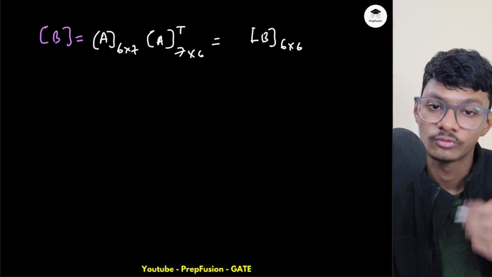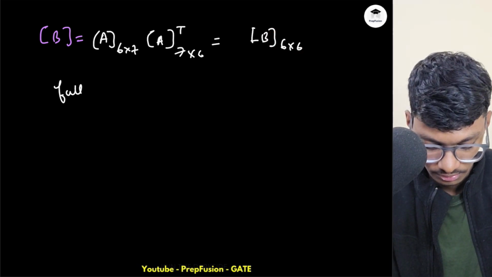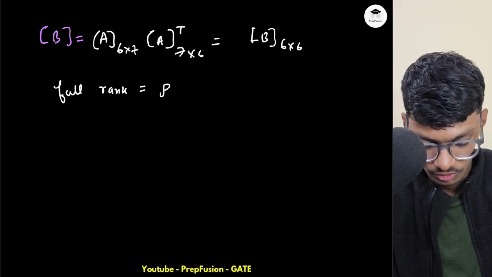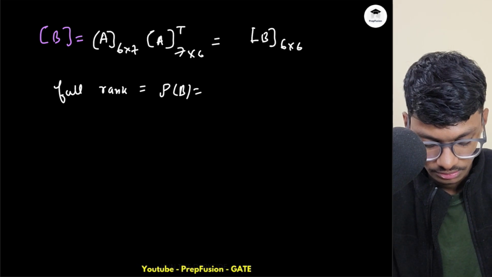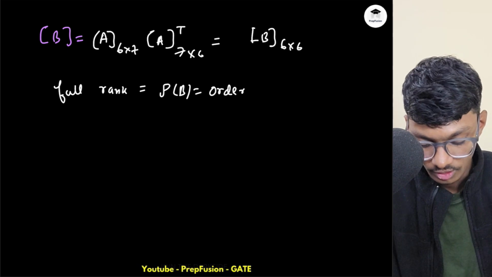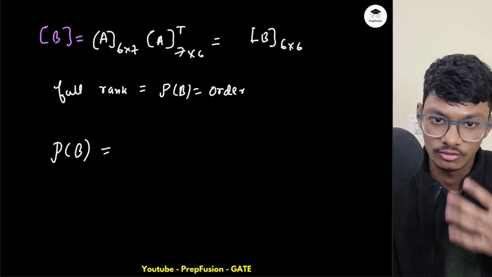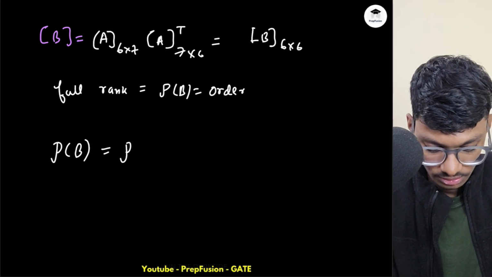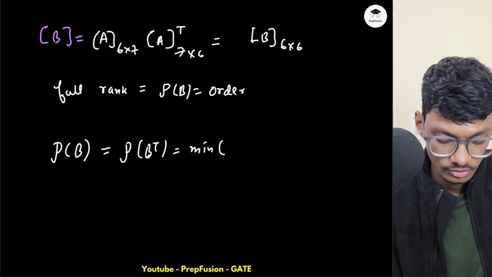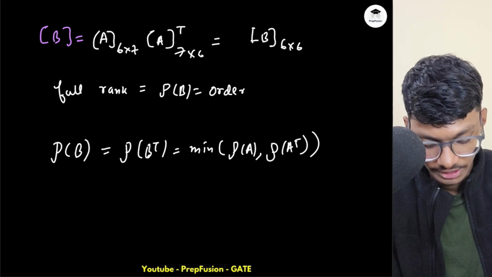Okay. Now what does full rank mean? Full rank means rank is equal to order. Is it 2 over here? No, it cannot be, because what we know is that the rank of B, if it is a product of two matrices, has to be at most the minimum of the ranks of A and A transpose, because B is a product of two matrices, A and A transpose.